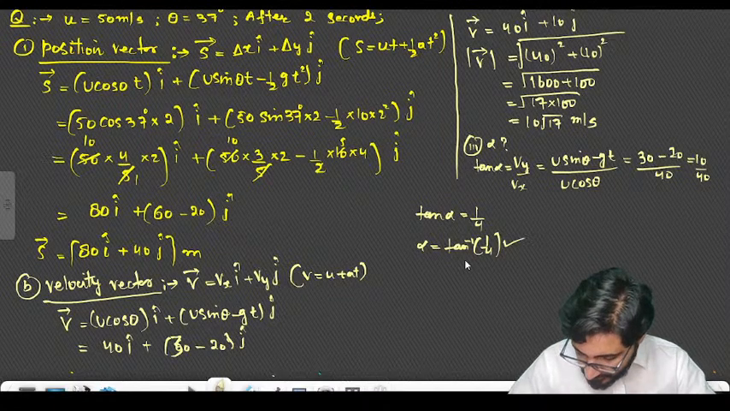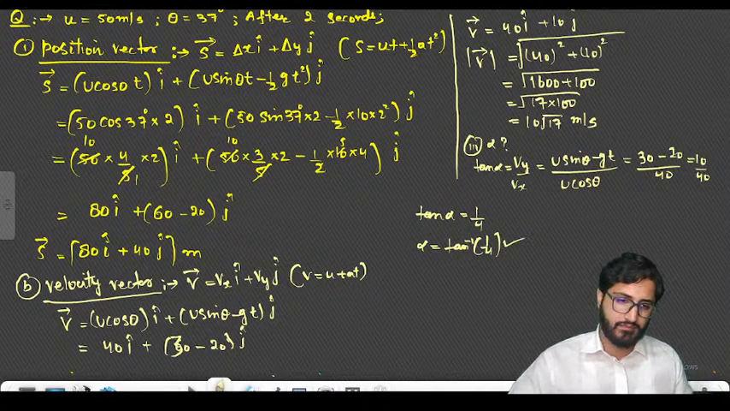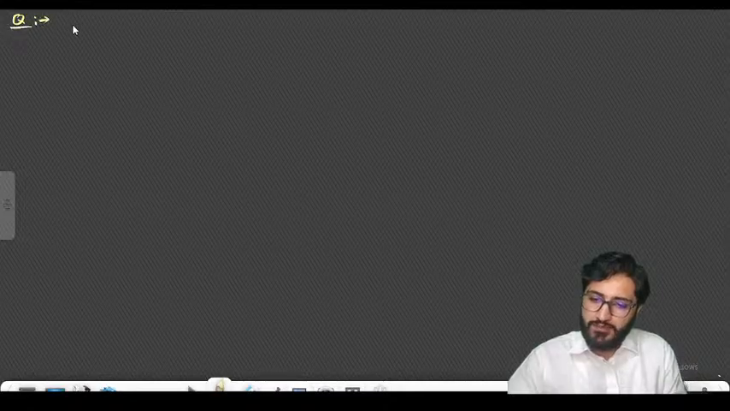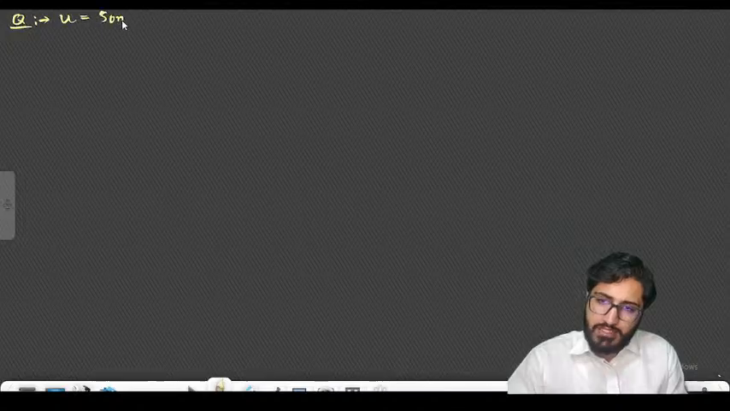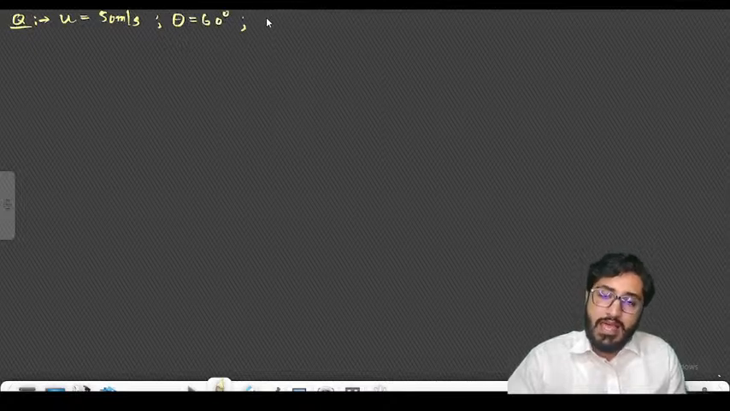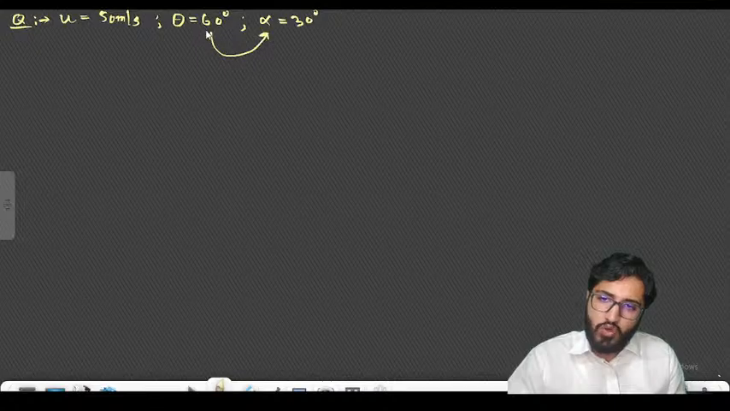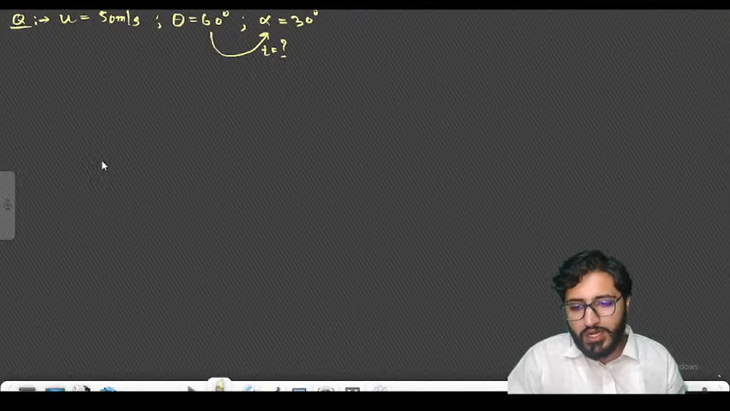Done? Okay, next numerical. Look now. Question number two states that the initial velocity is 50 meters per second. Angle of projection is equal to 60 degrees. Alpha is equal to 30 degrees. Now I need the time in which the body goes from 60 to 30. That time I need to get.